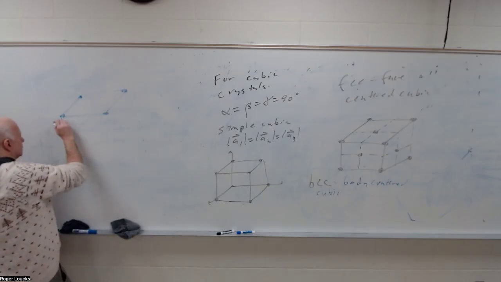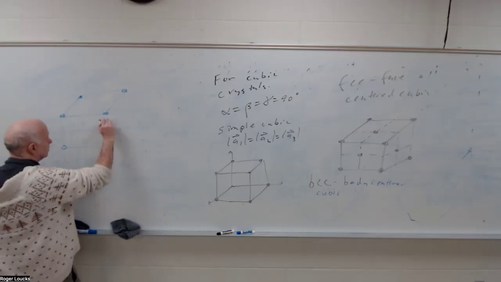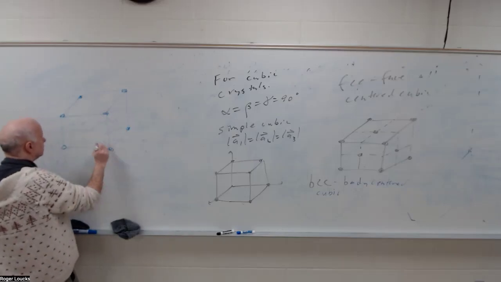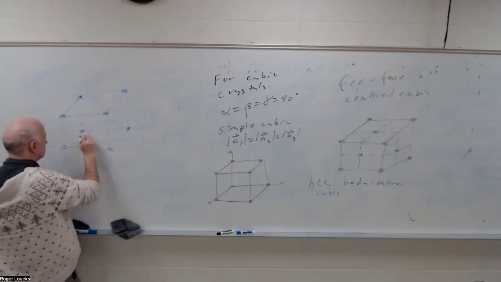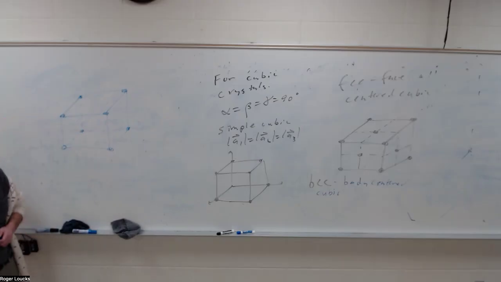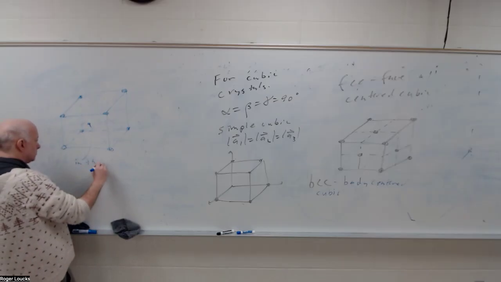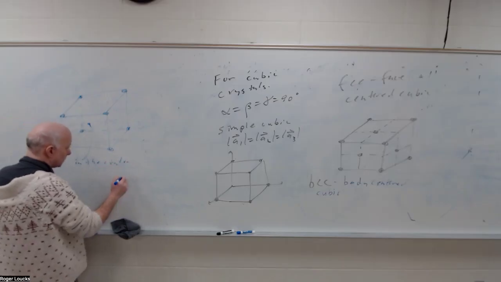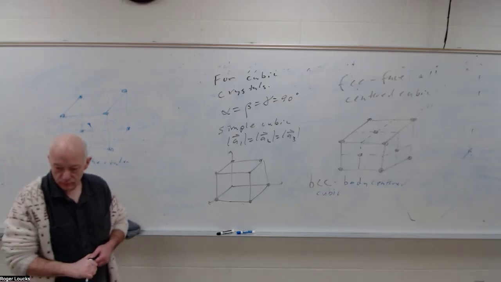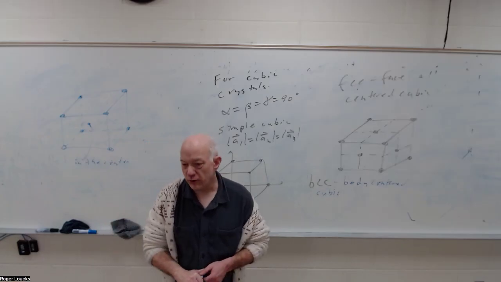It looks all nice and cubic-y. That's fine. Then what makes it body centered? There's gonna be one right at the center here. So this is uncentered. Okay, what's the most generic one you can have?